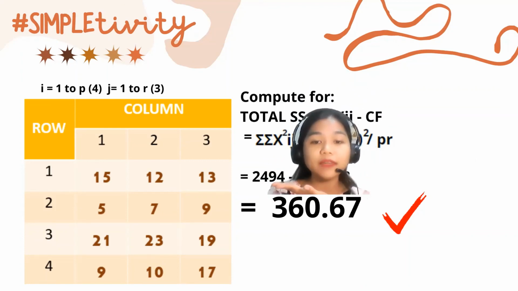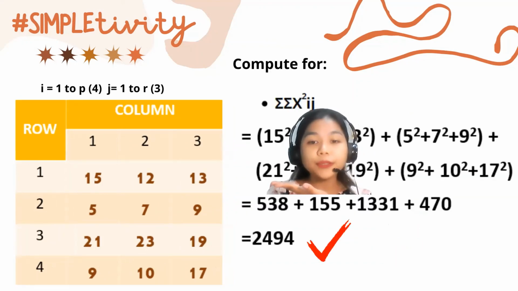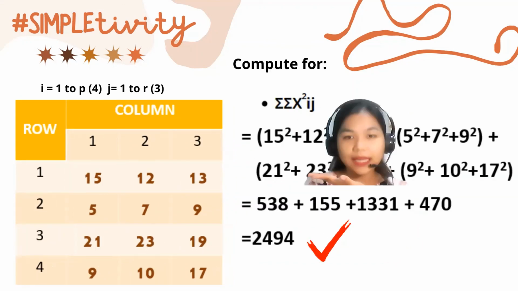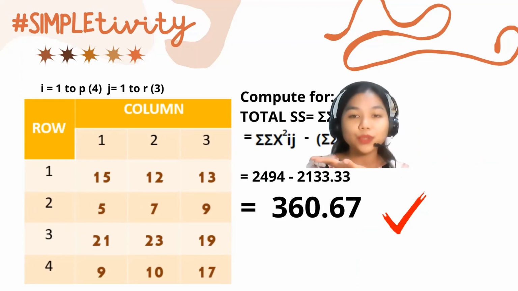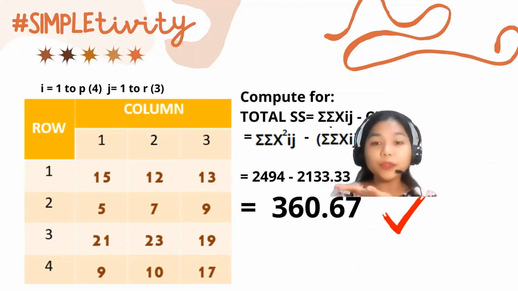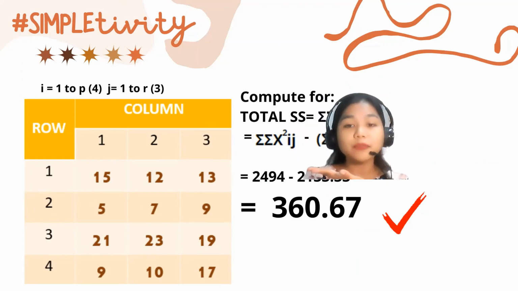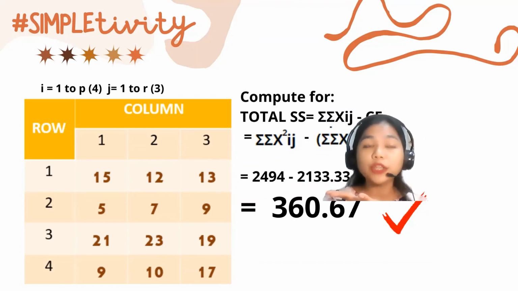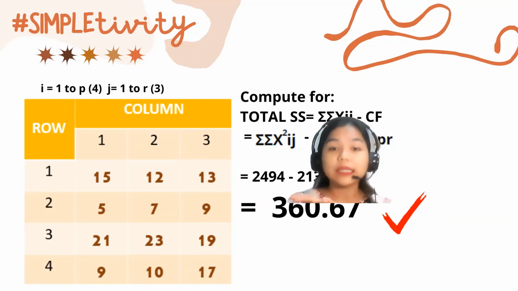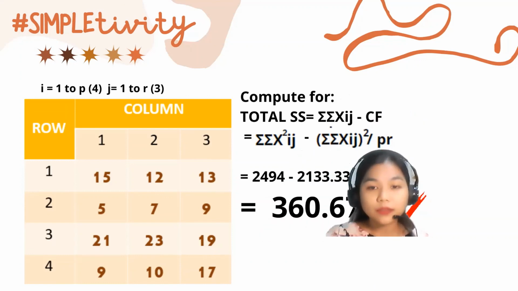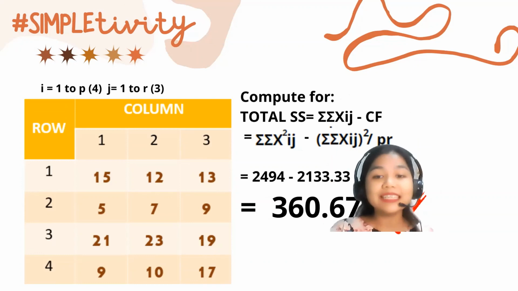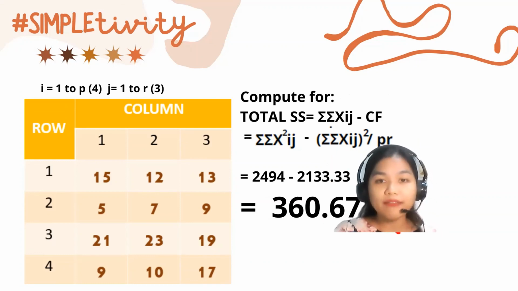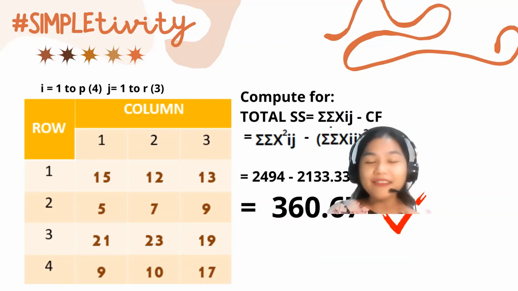Where did we get this value? From here. Actually, the inputs that we need to use for computing the total SS or the total sum of squares rather are already given. So 2,494 minus 2,133.33 is equals to 360.67. So this is our final answer.